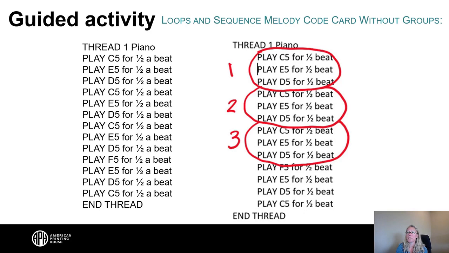Students should be able to either circle or maybe put a wax sticker if they're using Braille, some indicators so that you know they're making the connection between the names C5, E5, D5, and the notes that they're hearing, and they can identify where the repetition is happening. Then students will go ahead and utilize their loop pods and their play pods to recreate this program.